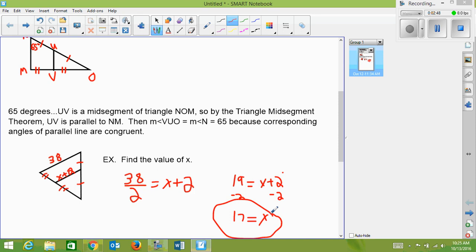So knowing that theorem, it's pretty easy to figure out what the midsegment would be, how long it would be. So bring that knowledge with you.